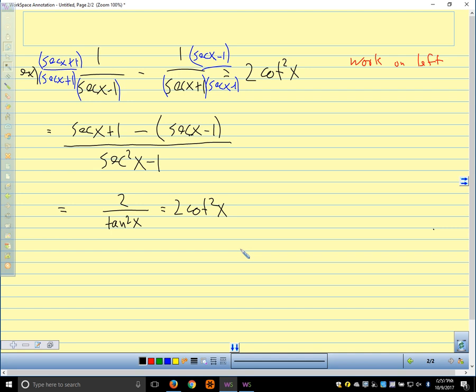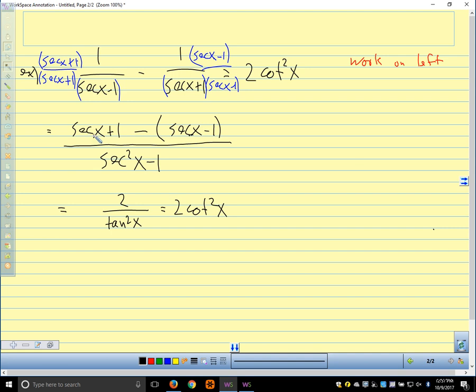Yes, you could do it from the right side. It takes quite a bit more work. So we're getting them to equal each other, right? Well, you're showing that you can work on this and make it equal to that. So 2 over tangent squared x is equal to 2 cotangent squared x. Right. You get 2 on top.